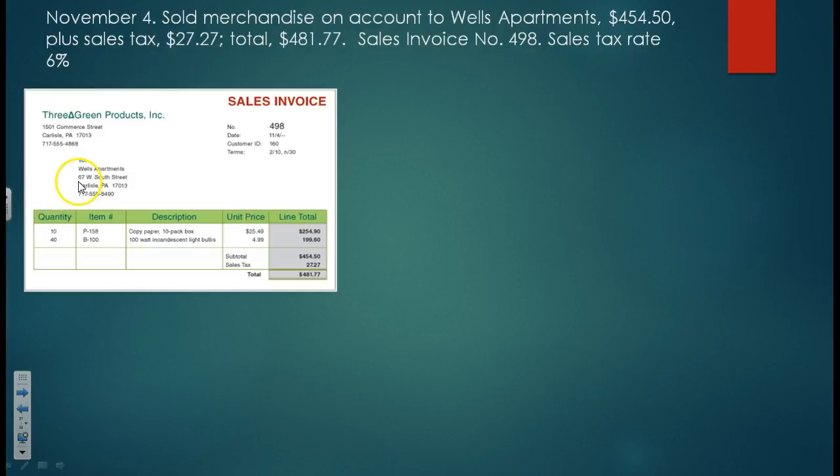If on November 4th, which is the date right here, we sold merchandise on account to Wells Apartments for a total of $454.50, those are our actual sales. That's the amount of merchandise that we sold them. Plus the sales tax, because the government gets their piece. So our total invoice is $481.77. So how do you think that we're going to journal that or put it in a T account to explain that entry?